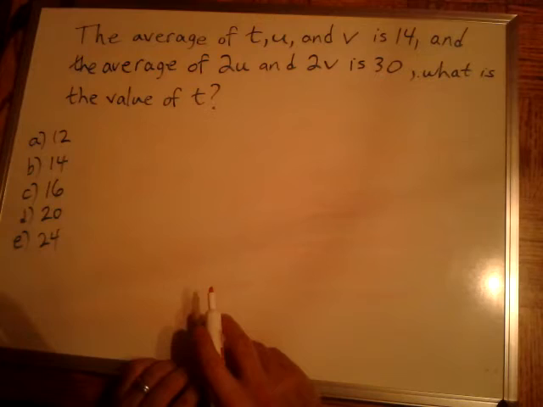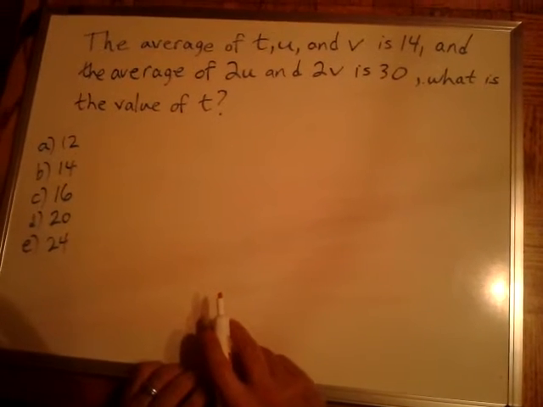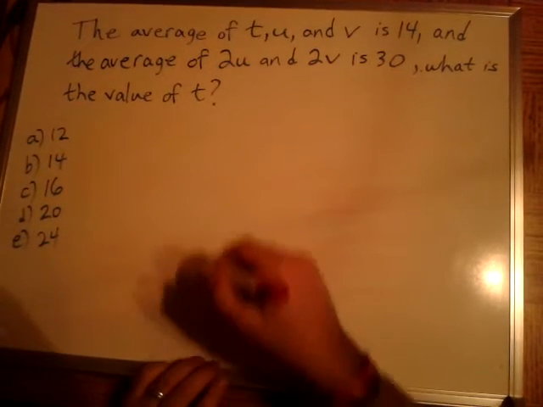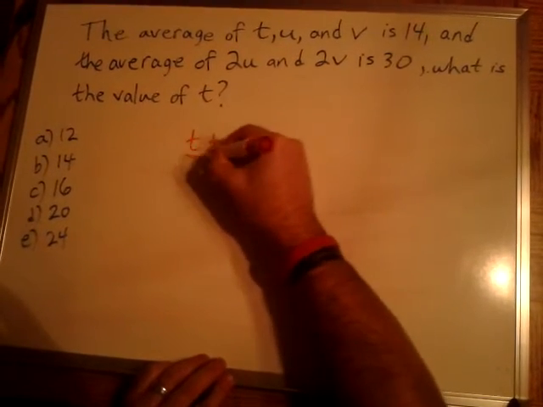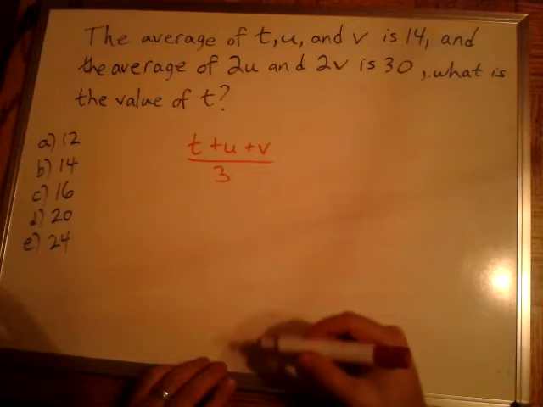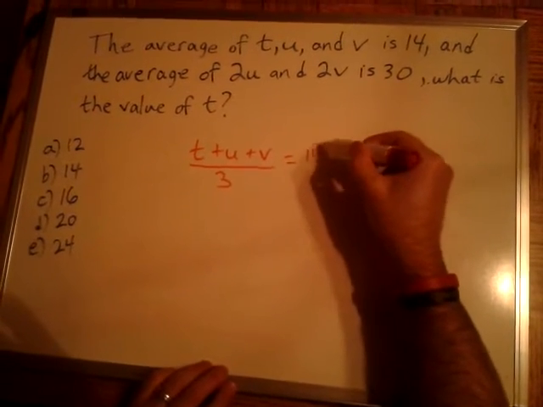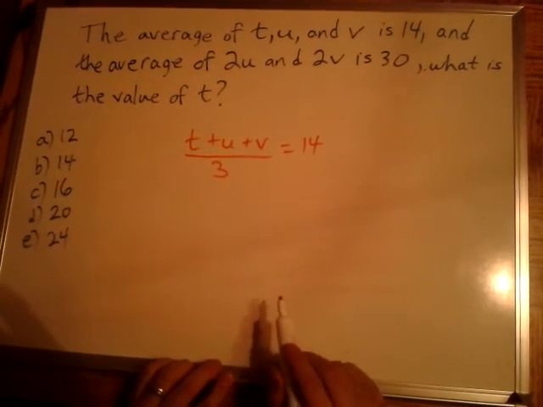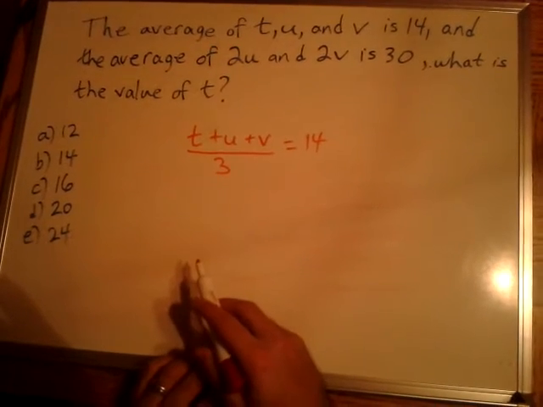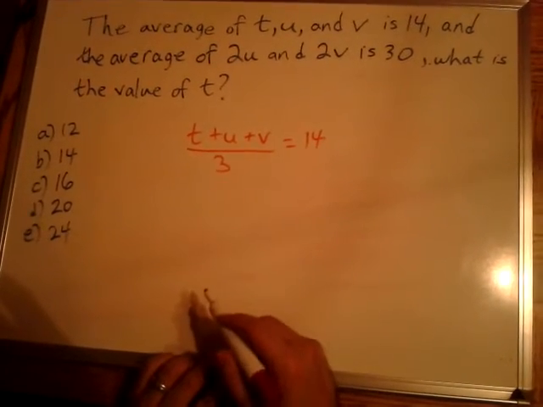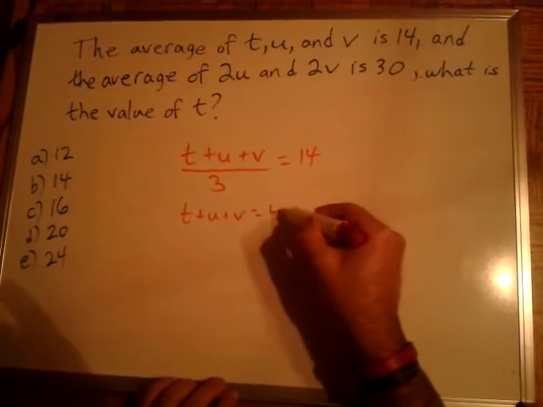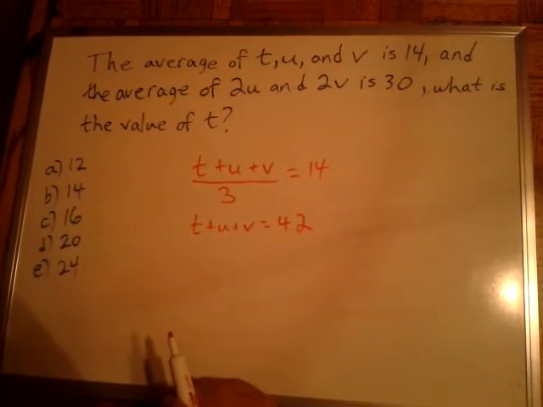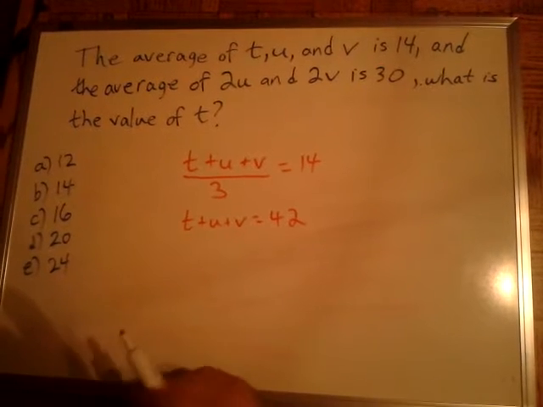Let's see. So the average of t, u, and v is 14. How do I find the average of three numbers? I add them up. I divide by 3, and that will give me my average. So I just set that equal to 14. I would always do that, and then I would just clear the fraction out, right? So let's just multiply both sides by 3. If we do that, we end up with 42. All right, so we dealt with that step. Let's take it to the next step.